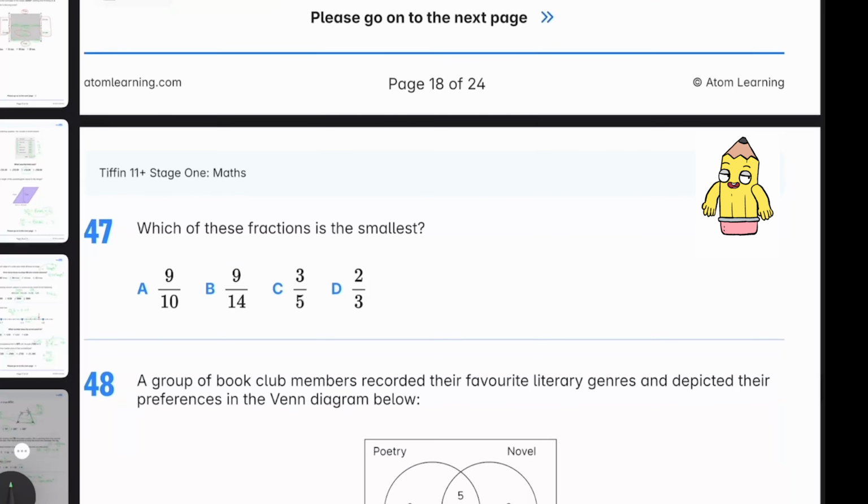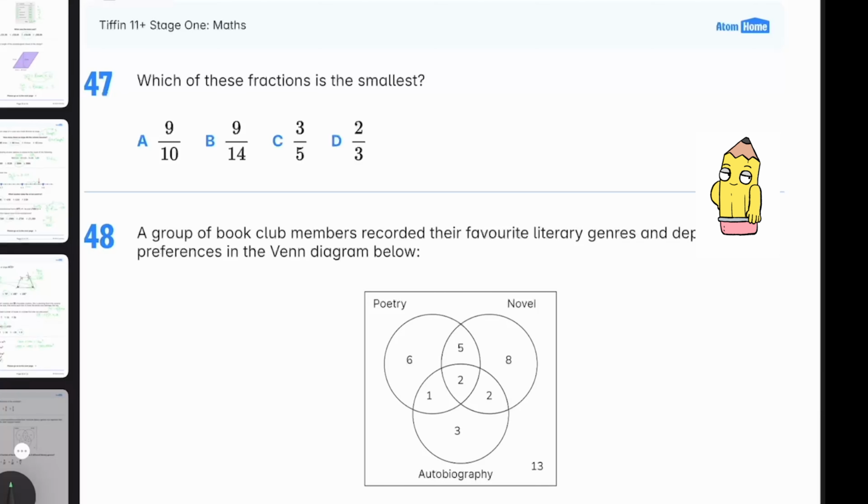Okay, question 47. Which of these fractions is the smallest? So remember, when we're comparing fractions, we normally convert them so they have the same denominator. However, sometimes it is easier to convert them to have the same numerator. So in this question, we can change the numerator of each fraction to 18. And that's because I've noticed that 9, 3, and 2 go into 18.